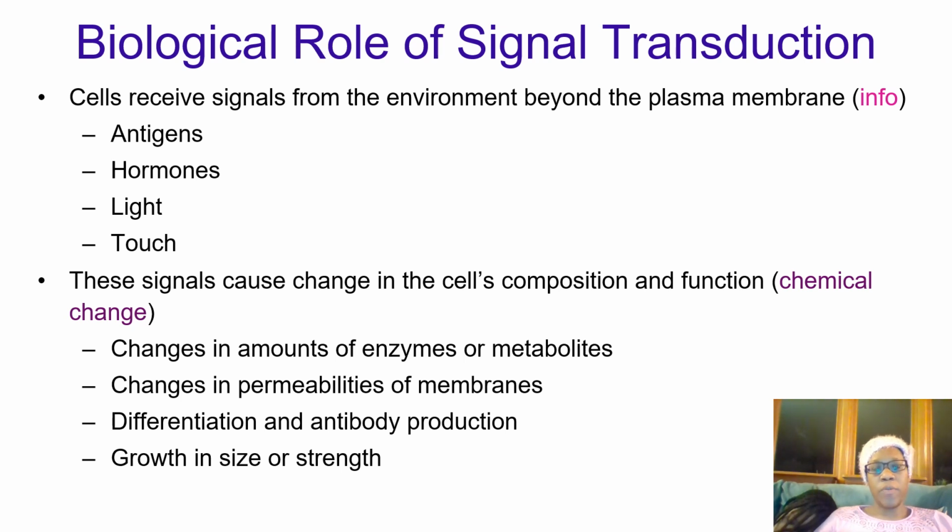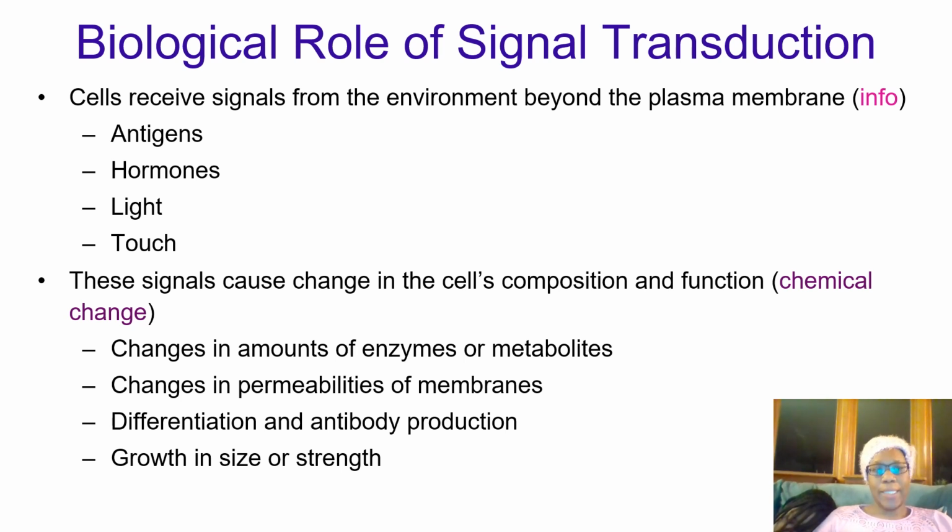Another signal from outside of the plasma membrane might be a hormone, such as a steroid hormone, like testosterone or estrogen or something like that. It is outside of the cell. It binds to a receptor, and that receptor sends a signal inside of the cell to produce more of some gene or some enzyme or some protein inside of the cell.